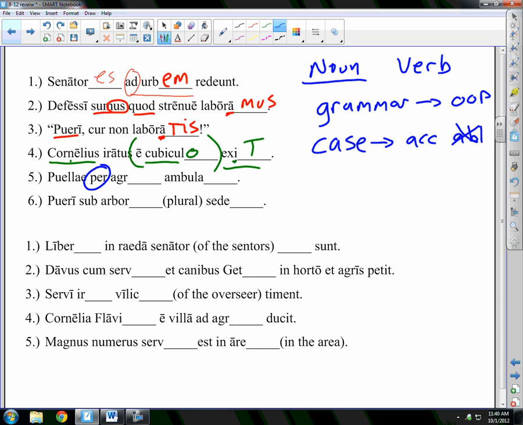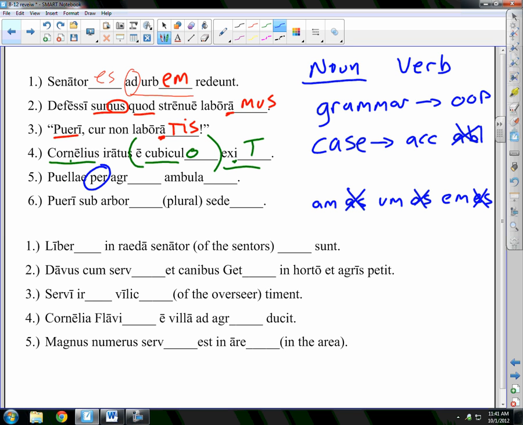Okay, by eliminating the ablative, I've narrowed it down to am, as, um, os, or em, and es. Now I determine whether it's singular or plural. The girls walk through the field or through the fields. Let's say through the field. We'll make it singular. So I'm eliminating all of the plurals.